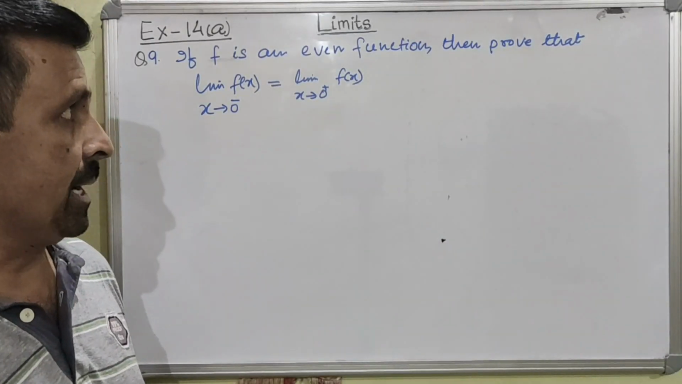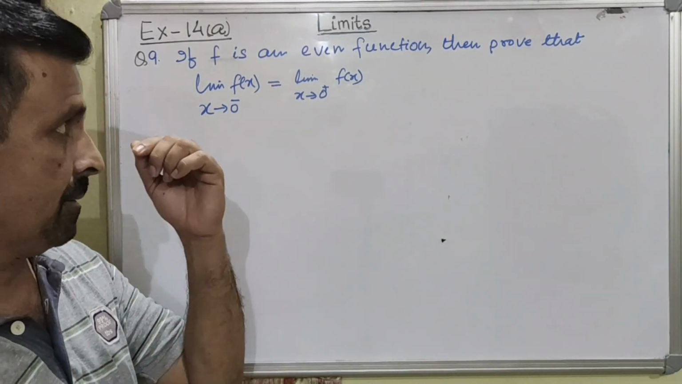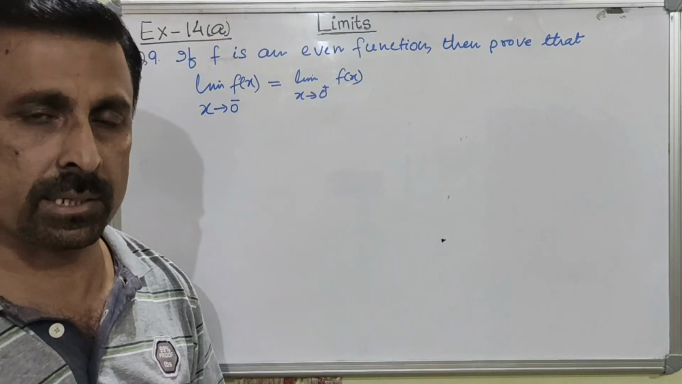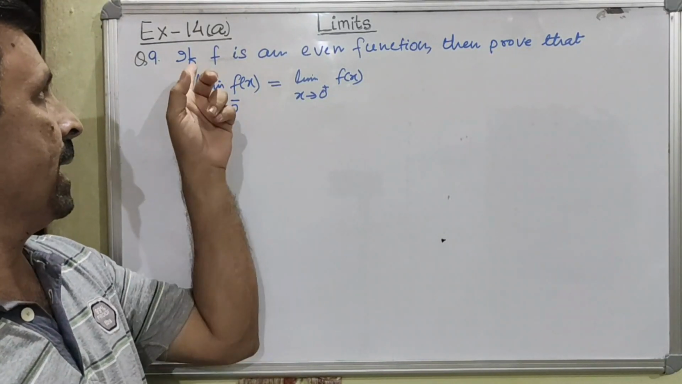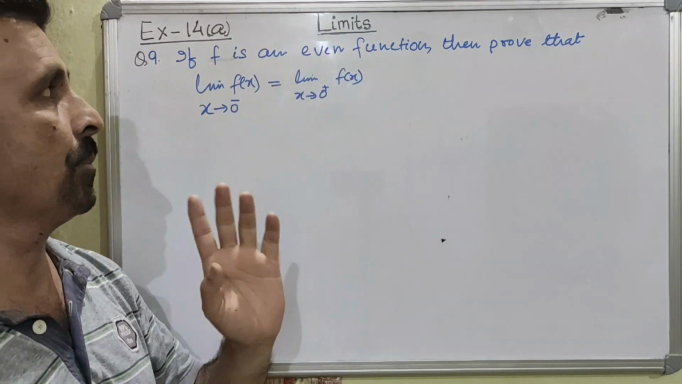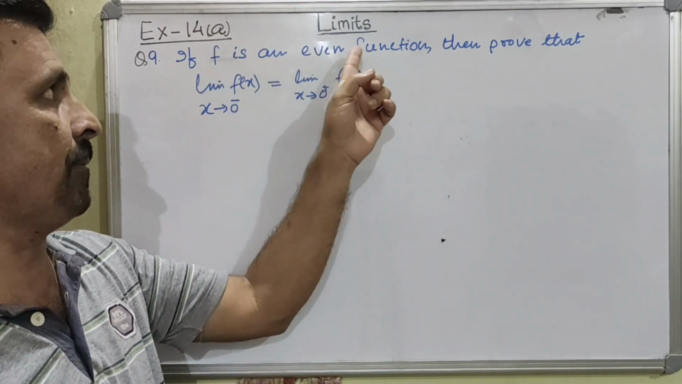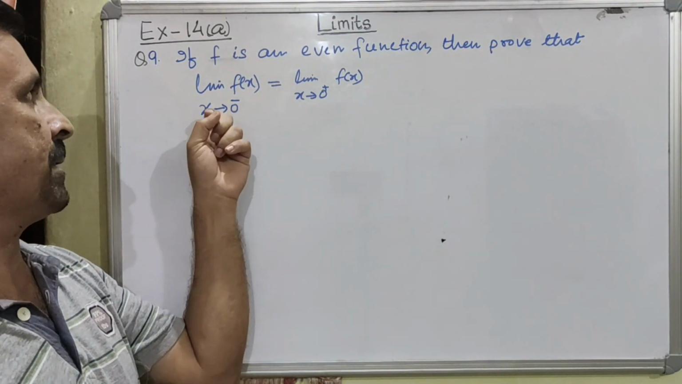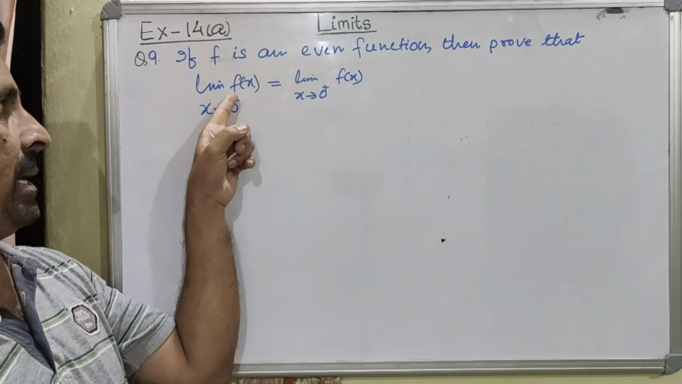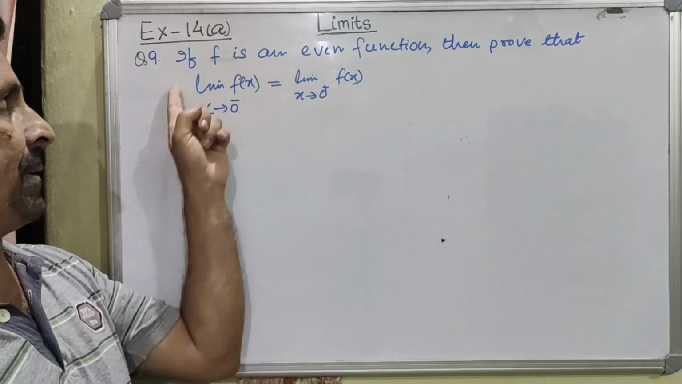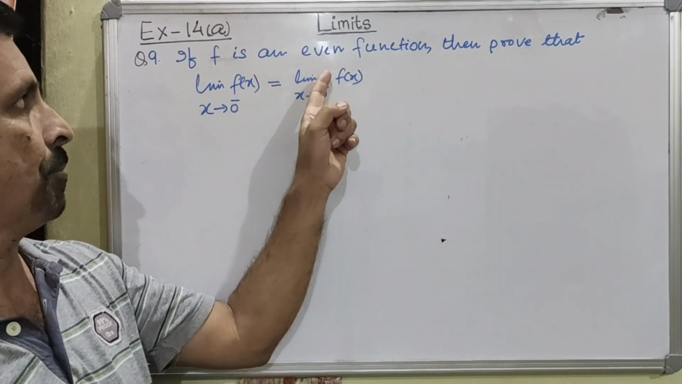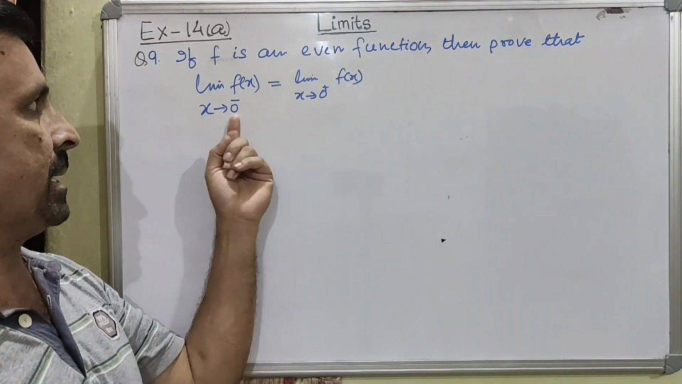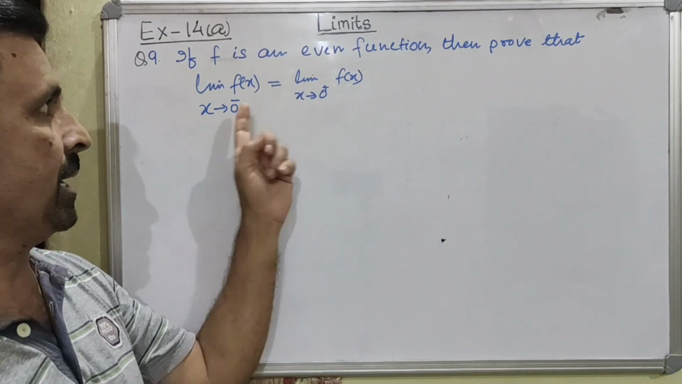We are moving on to question number 9. This question is the same question but asked in a different manner. What the question says: if f is an even function, then prove that the left hand limit, which we read as 0 minus, and the right hand limit, which we read as 0 plus, are equal. So the question says if f is an even function, then prove that the left hand limit is equal to the right hand limit. That's the meaning of this one.